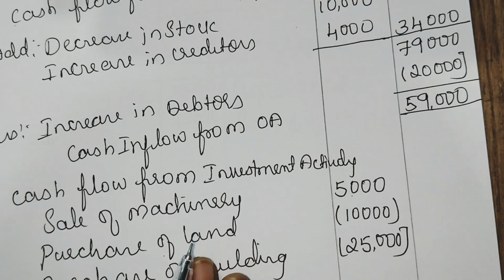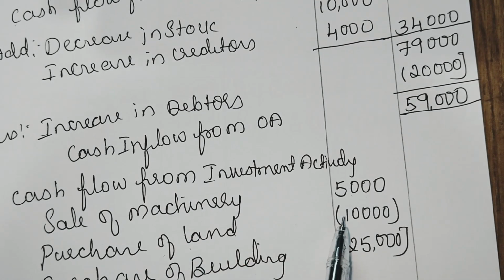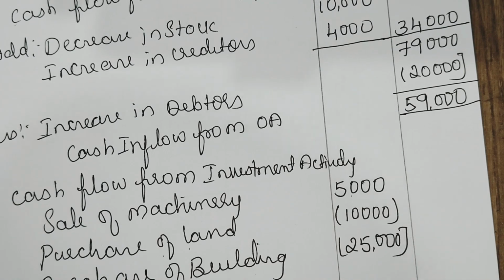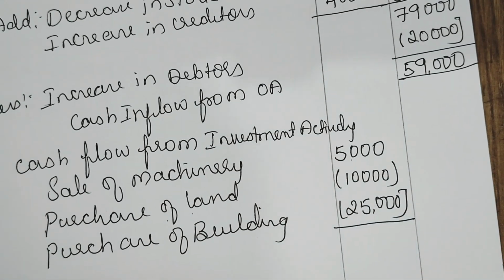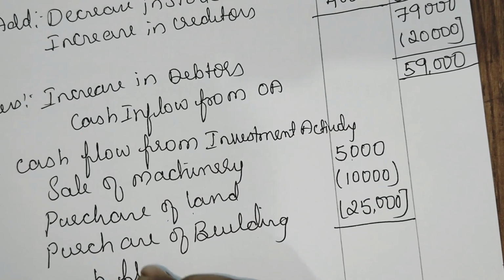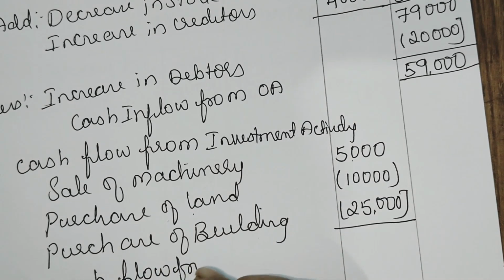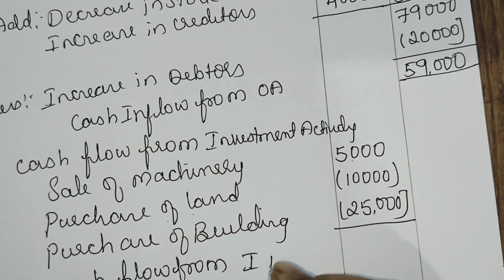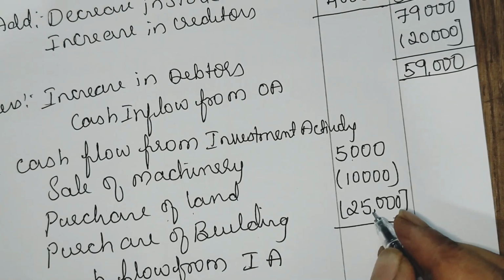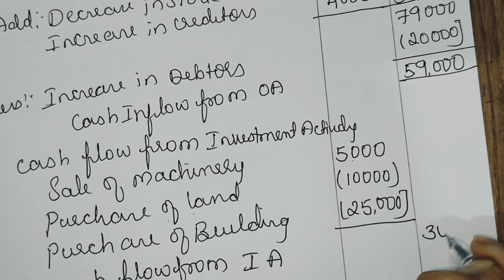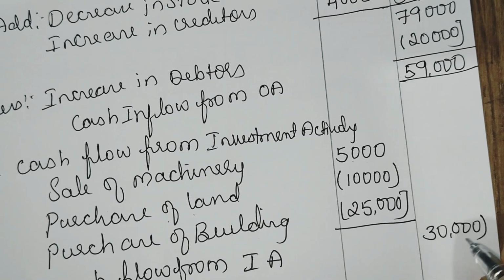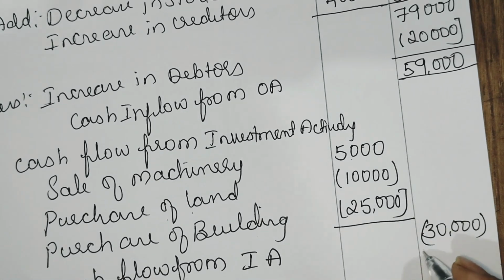This statement shows the changes in the cash, so that is why we are minusing the purchases. Okay, then cash flow from investment activity is 25, 35 minus 5, 30,000, minus 30,000.